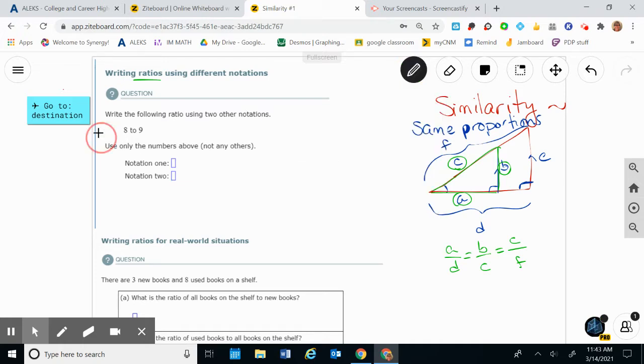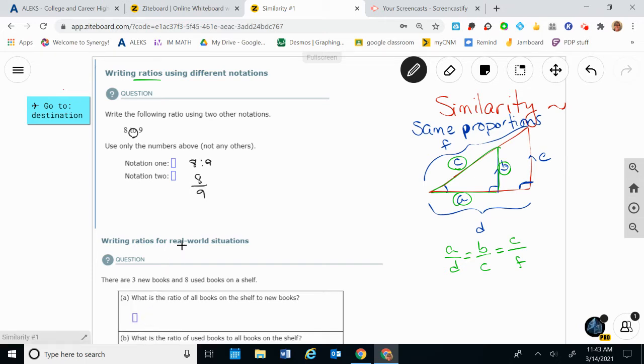It says write the following ratios using two other notations. Well, the first way to write a ratio is to use the word to: 8 to 9. There are 8 girls to 9 boys. There are 8 cakes to 9 pies. There are 8 rocks to 9 diamonds. The first notation we would do is 8 to 9 with a colon. The second notation is 8 over 9, and it's that simple. All of these mean the same thing. We're comparing 8 to 9. I didn't do two examples because I didn't figure you needed it for this one.